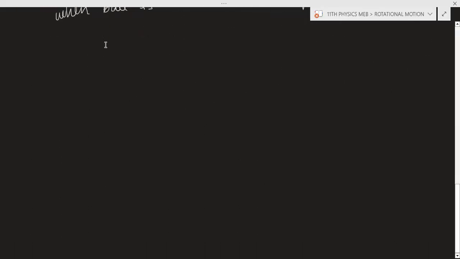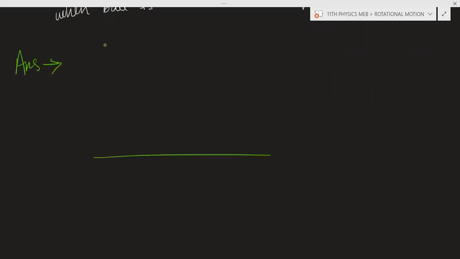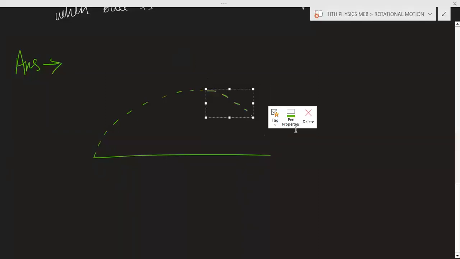Okay. So there is a ball, and suppose this is the horizontal, and the ball is projected like this. I am showing the path of the ball. The path of the ball will be the projectile path.